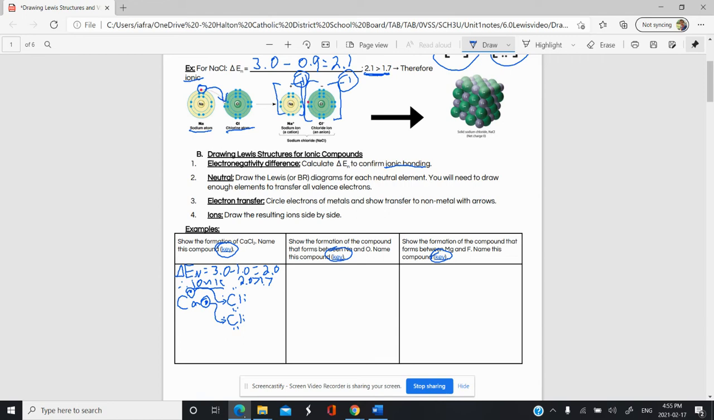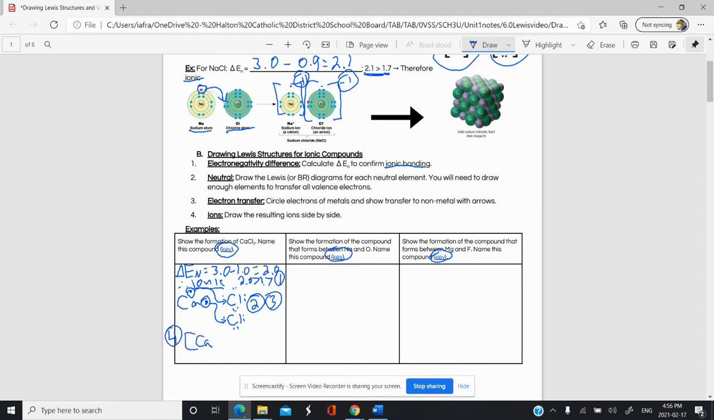or the electronegativity difference. Step two is drawing the neutral elements, and then step three is showing the electron transfer. So this is steps 2 and 3. So really now step 4 is drawing the ions side by side. So I usually put the metal on the left.